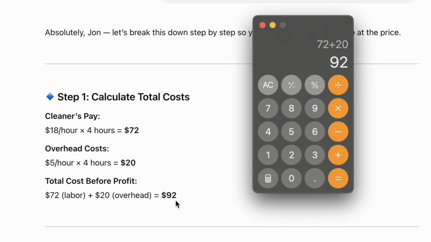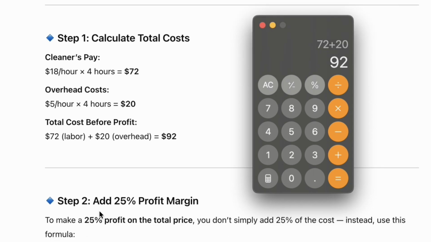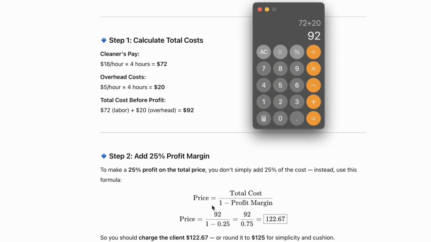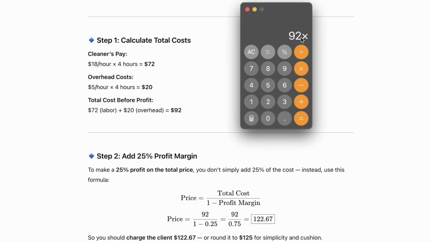Now it's saying it's $92. And then it wants to add 25% margin. So with 25% margin, it's giving me a price of $122.67. So let's verify. The easiest way to calculate the profit when you have a total is to multiply 92, just keep that number in your head, by 0.25. That's the profit, 23, right?